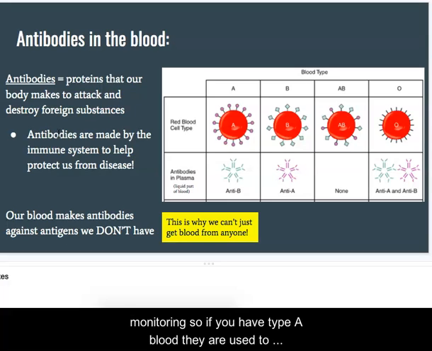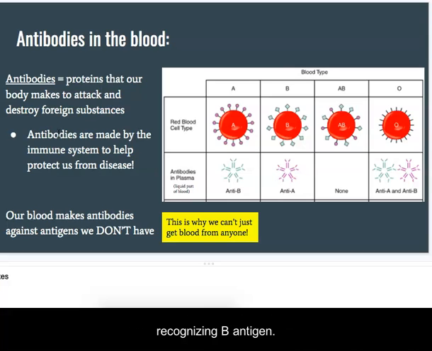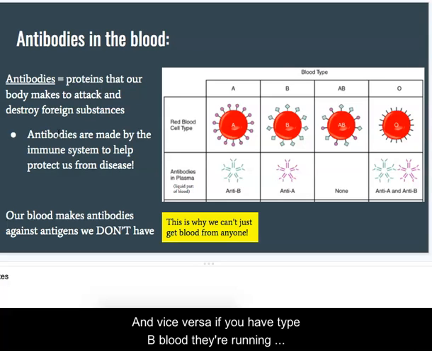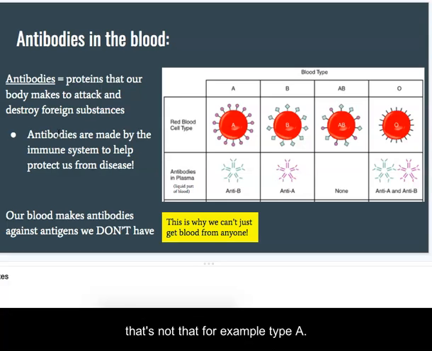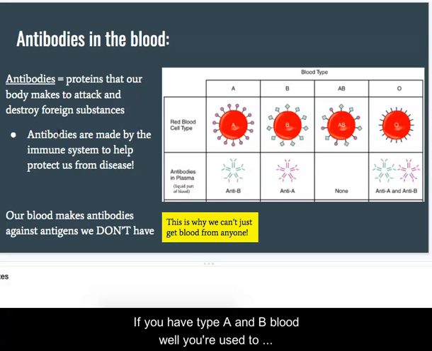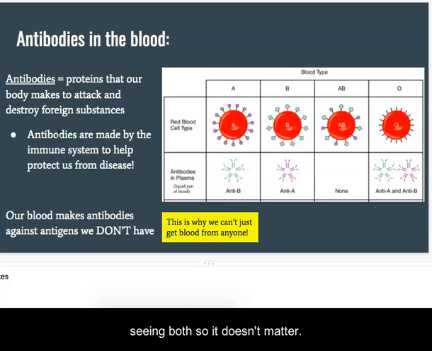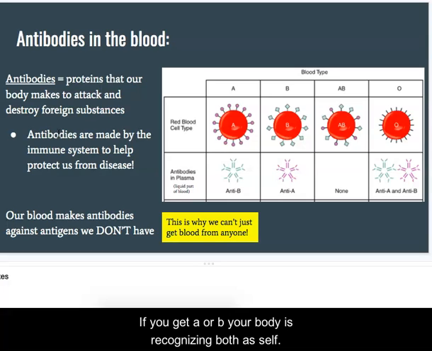So if you have type A blood, they are used to recognizing those A antigens. They are not used to recognizing B antigens, and vice versa. If you have type B blood, they're running around recognizing type B as, hey, that's us. And anything that's not that, for example, type A, they would attack. If you have type A and B blood, well, you're used to seeing both, so it doesn't matter if you get A or B, your body is recognizing both as self.